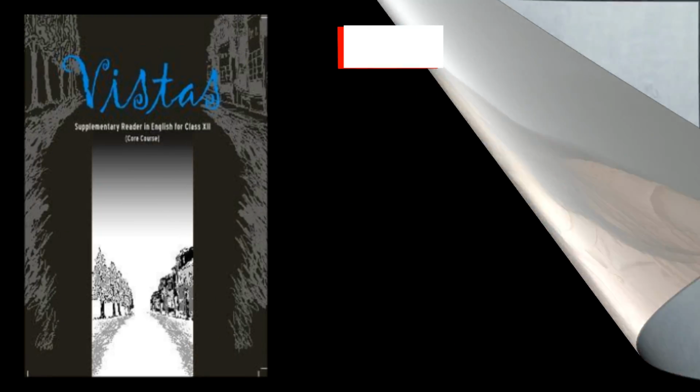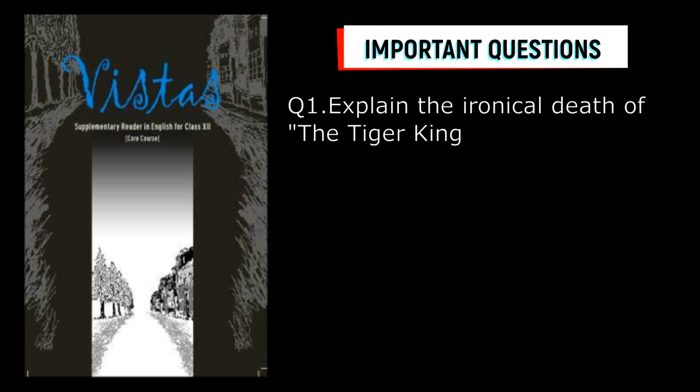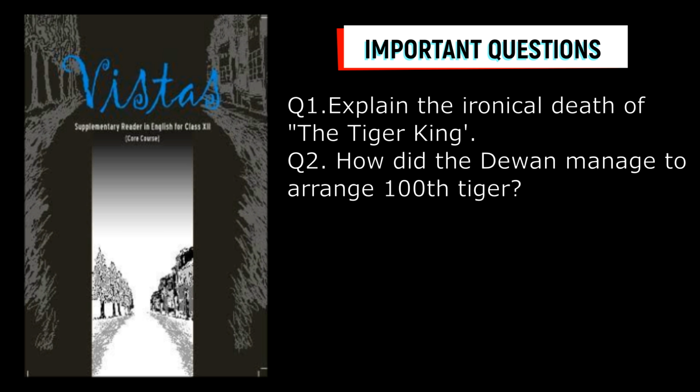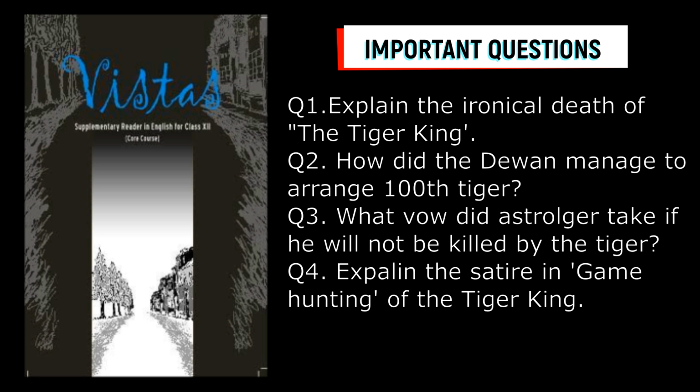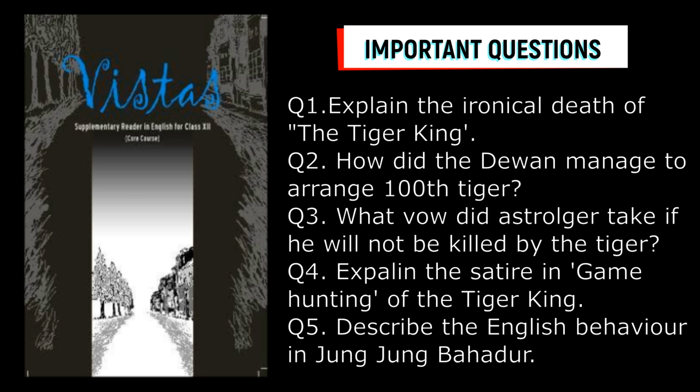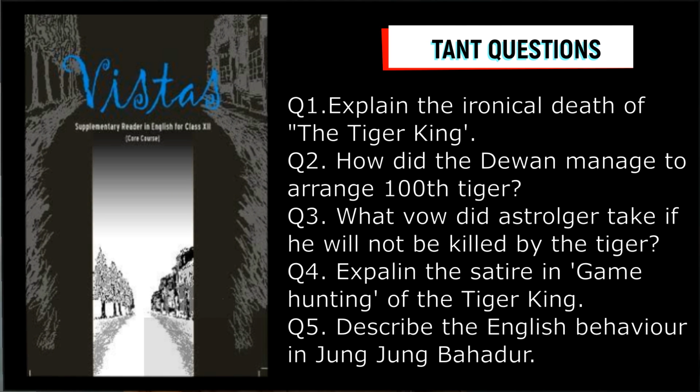Let me tell you the most expected questions from this chapter. Question number 1. Explain the ironical death of the Tiger King. Question number 2. How did the Diwan manage to arrange 100 tigers? Question number 3. What vow did the astrologer take if Raja would not be killed by the tiger? Question number 4. Explain the satire in game hunting of the Tiger King. Question number 5. Describe the English behavior of Jung Bahadur.